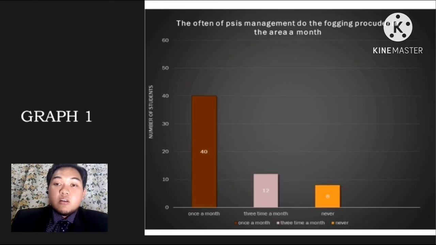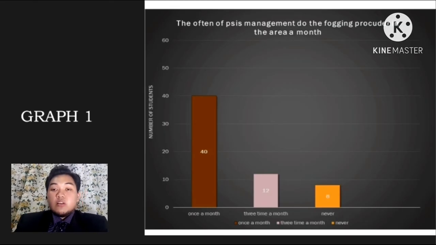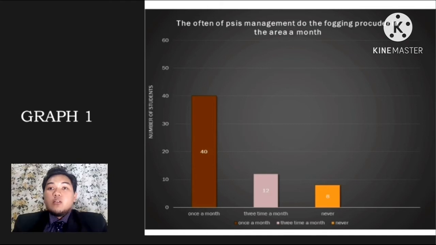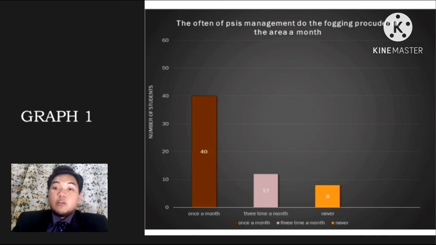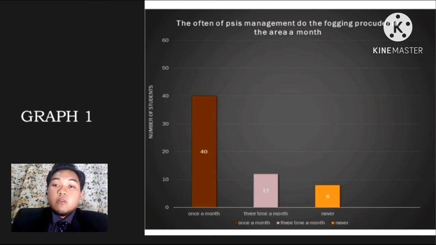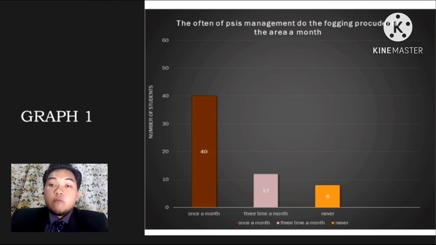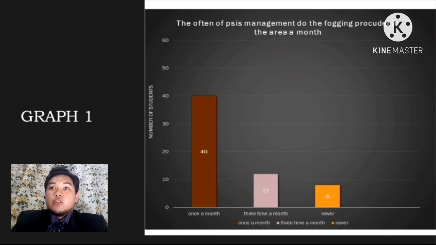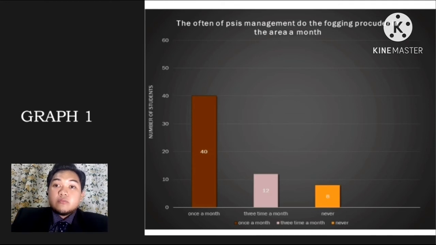This is graph number 1. Graph number 1 shows how often disease management does the fogging procedure in the disease area in a month. The total number of students involved in this survey by Google Form is 60 students. The survey was carried out by a group of 4 members among the IB 4B. This survey shows the data we have collected from the students of Polytechnic Sultan Idris Shah.